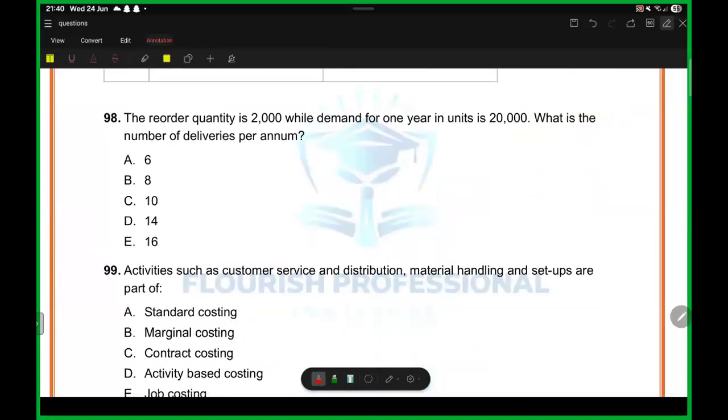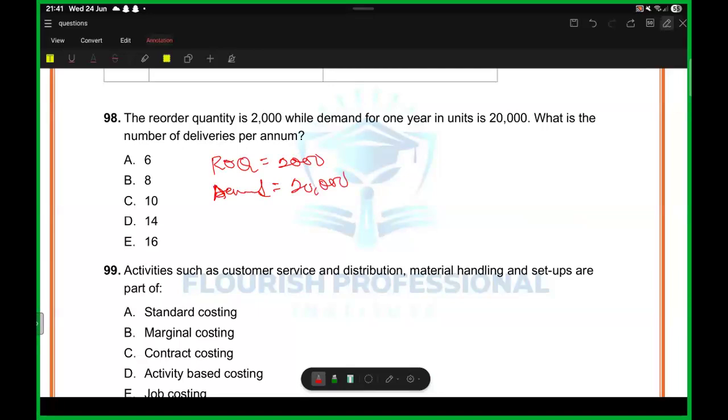98. We are getting there. The reorder quantity. Okay, so we have reorder quantity is 2,000. And then the annual demand is 20,000. What does it mean? It means that in a year we will demand 20,000.